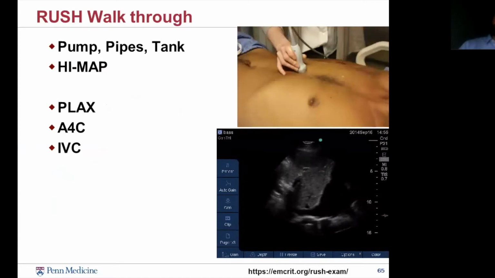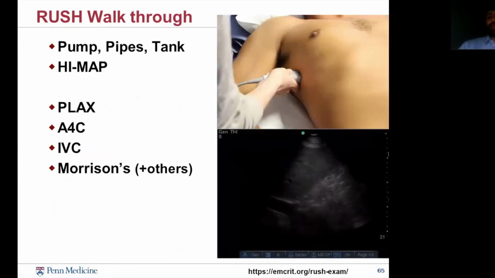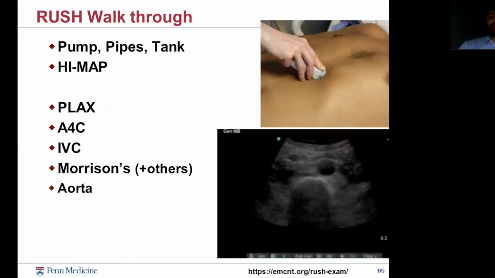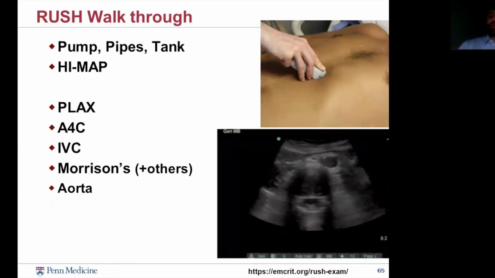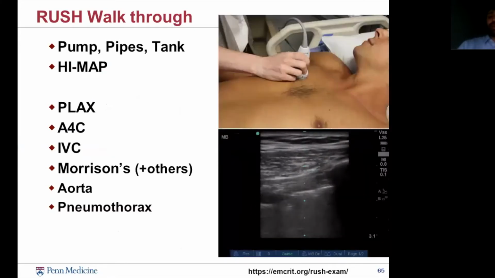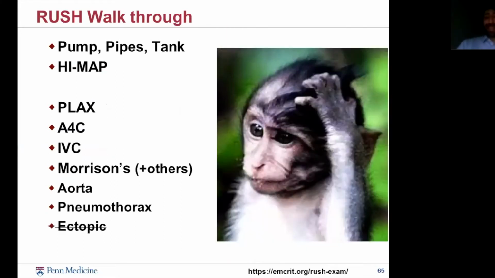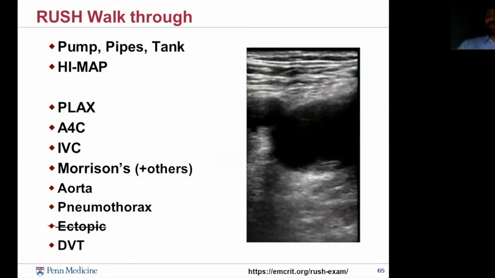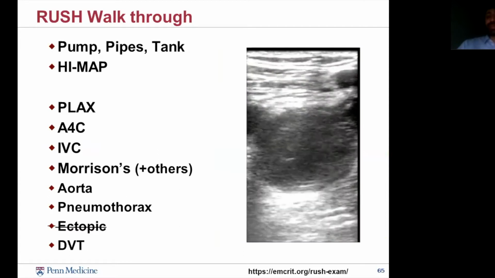It assesses the IVC for signs of collapsibility or volume overload. It assesses Morrison's pouch for signs of free fluid in the abdomen. It does an assessment of the abdominal aorta, looking for abdominal aortic aneurysm as a cause of shock. An assessment of lung sliding for pneumothorax. An assessment for ectopic pregnancy, which is not actually a part of my practice in the intensive care unit very frequently. An assessment for a DVT. And you can see here a positive compression ultrasound.